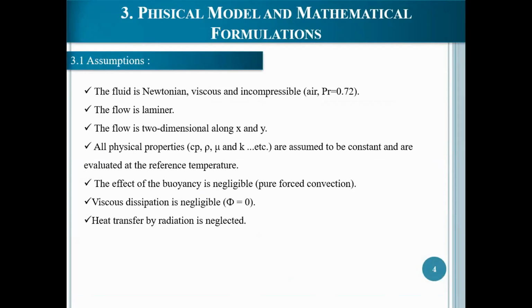The following assumptions are made to simplify the equations of the physical phenomena and make the calculation easier and faster. The fluid is Newtonian, viscous, and incompressible. The flow is laminar. The flow is two-dimensional along x and y, and all physical properties are assumed to be constant and are evaluated at the reference temperature. The effect of buoyancy is negligible, viscous dissipation is negligible, and the heat transfer variation is neglected.